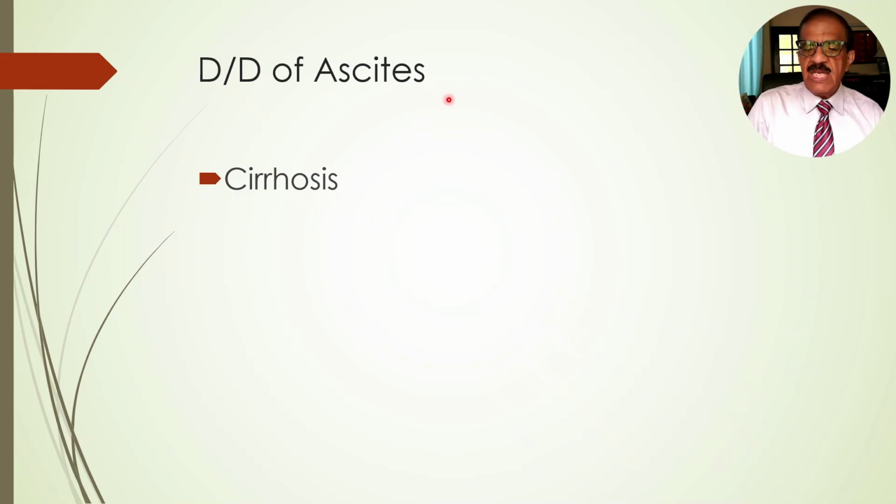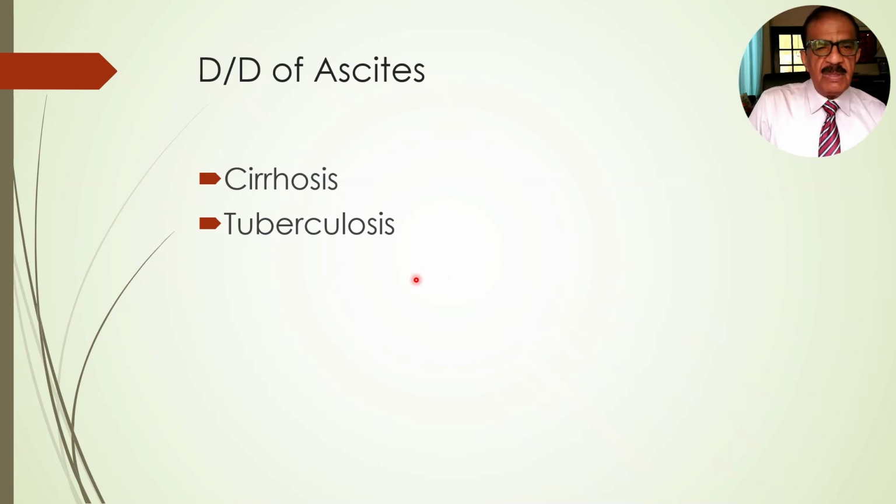So ascites would also mean that the cirrhosis is decompensated. For several years, you may have cirrhosis without ascites, but if there is ascites, that would mean the patient has got a decompensation and there could be some problem related to this decompensation.